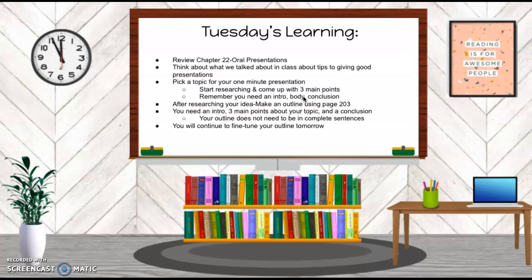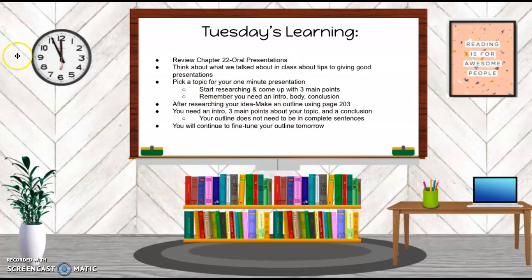and then a conclusion. And then after researching your idea, you are going to use your book. Page 203 has an outline that's going to help you outline your ideas of what you want to talk about. So I would suggest taking notes about your topic on a different page, and then you're going to turn those notes into an outline. As I said before, you need an intro, 3 main points about your topic, and a conclusion. But something to remember is your outline does not need to be in complete sentences. Outlines are a way to take notes real quick.